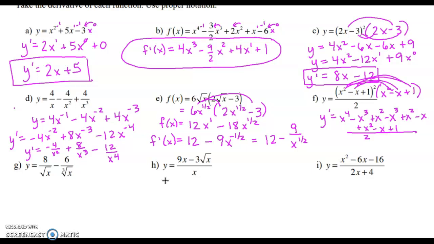I'm going to need some more room. So our original, sorry, that's not a prime. Our original is x to the 4th minus 2x cubed plus 2x, 1, 2, 3x squared minus 2x plus 1. And all of these are all over 2.